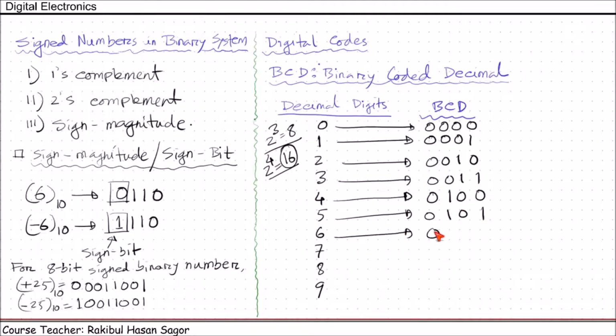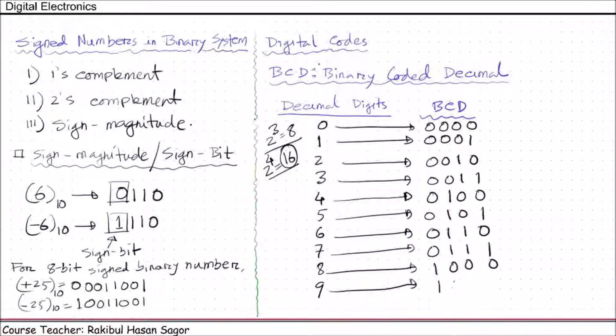6, 0110. 7, 0111. 8, 1000. And 9, 1001. We stop here. So these are the codings. 9 is coded by 1001. 2 is coded by 0010.